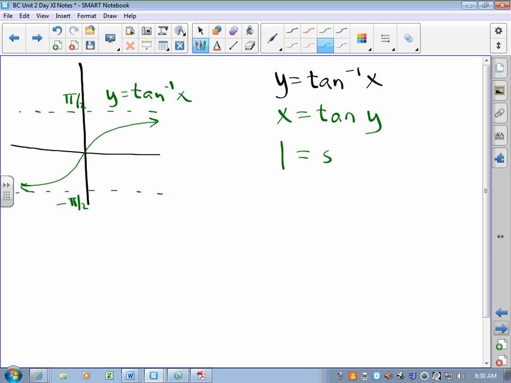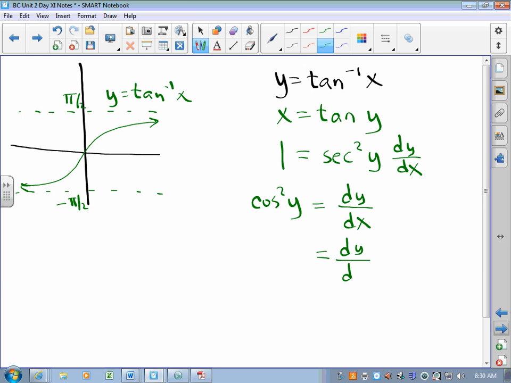Derivative of x is 1. Derivative of tangent y is secant squared y dy/dx, which means that dy/dx is the cosine of y squared. So what does that mean?